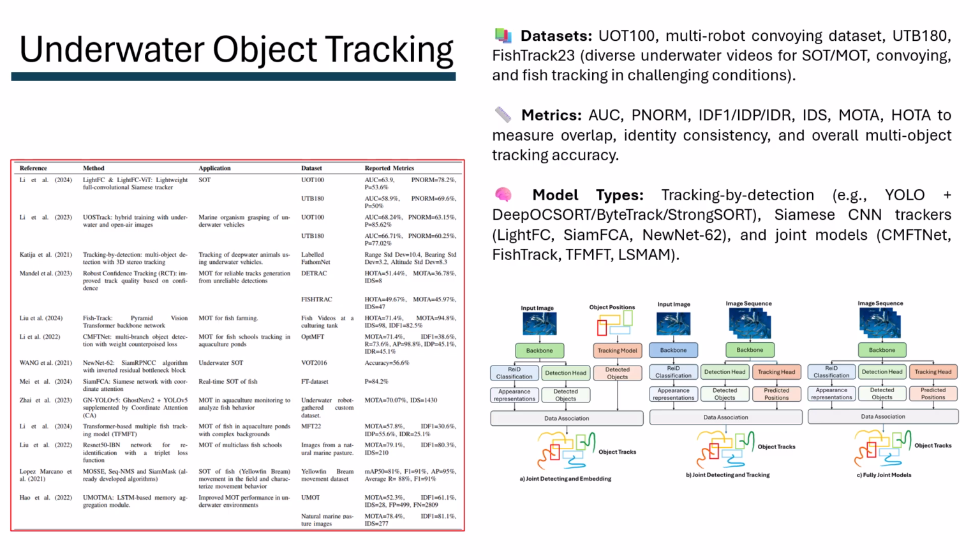Model families include tracking by detection pipelines that pair YOLO with DeepOSort, BiteTrack, or StrongSort, Siamese CNN trackers such as LightFC, SiamFCA, and NewNet62, and joint models like CMFTNet, FishTrack, TFMFT, and LSMAM.